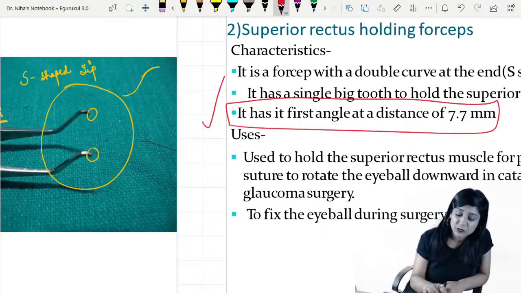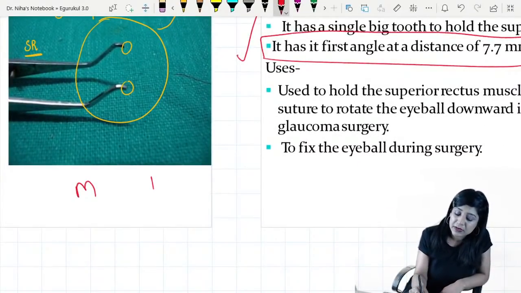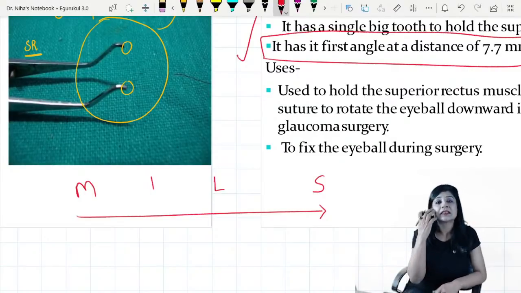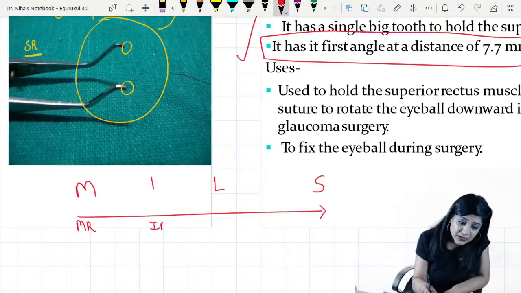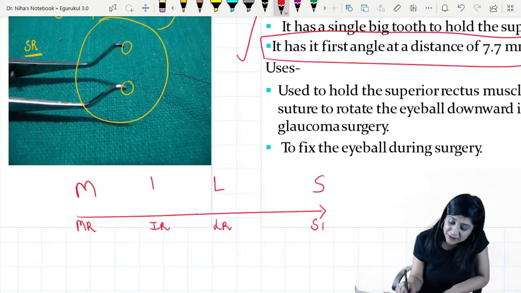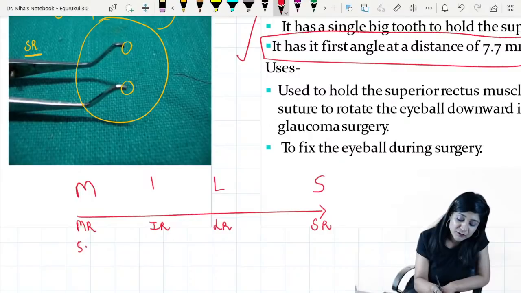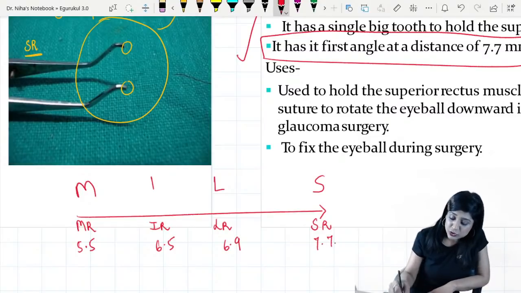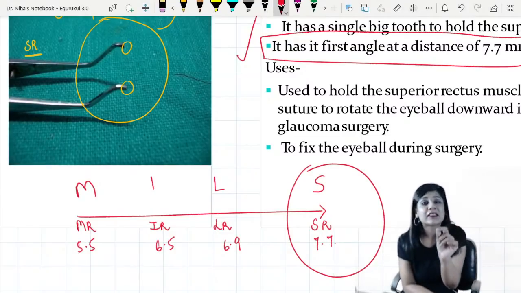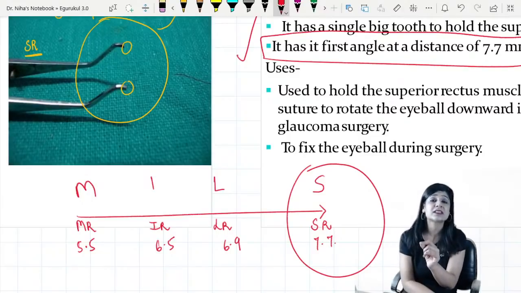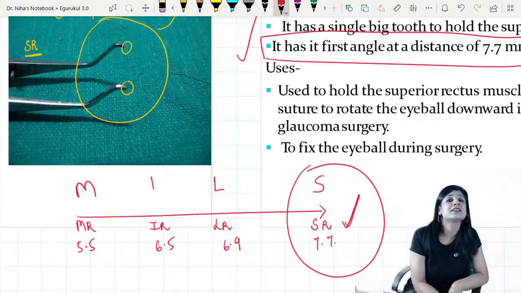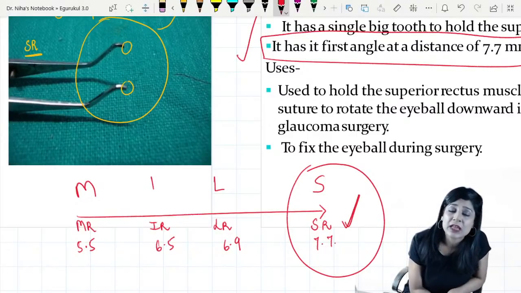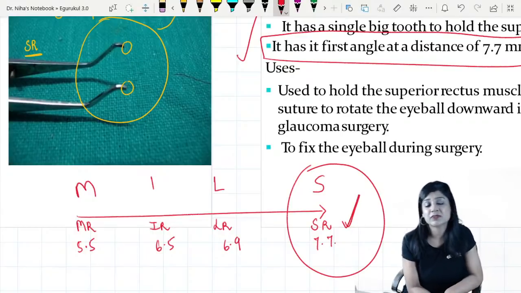When you learn your rectus muscles, we always remember the mnemonic MILS. This is the distance at which these rectus muscles are inserted. We have medial rectus, then inferior rectus, lateral rectus, and then superior rectus. In increasing order, it is 5.5, then 6.5, 6.9, and then 7.7. So superior rectus has the farthest distance from the limbus, 7.7. That is why its first angle is at a distance of 7.7. So the mnemonic that you learn for the insertion of the rectus muscles will help you there also.